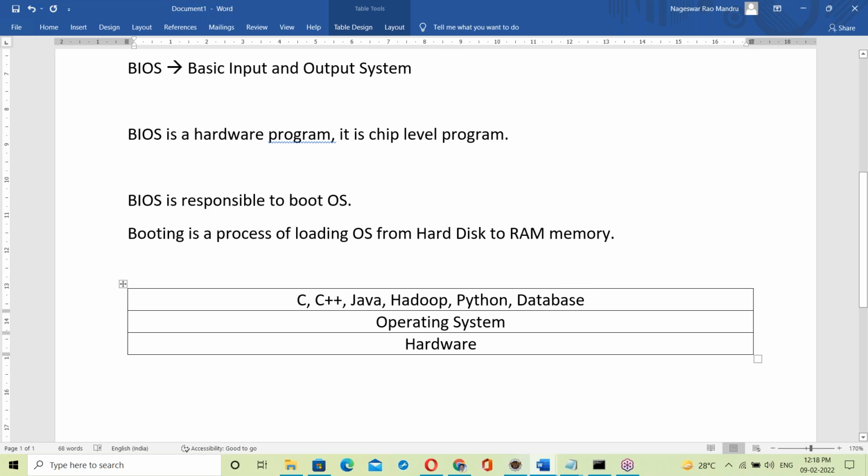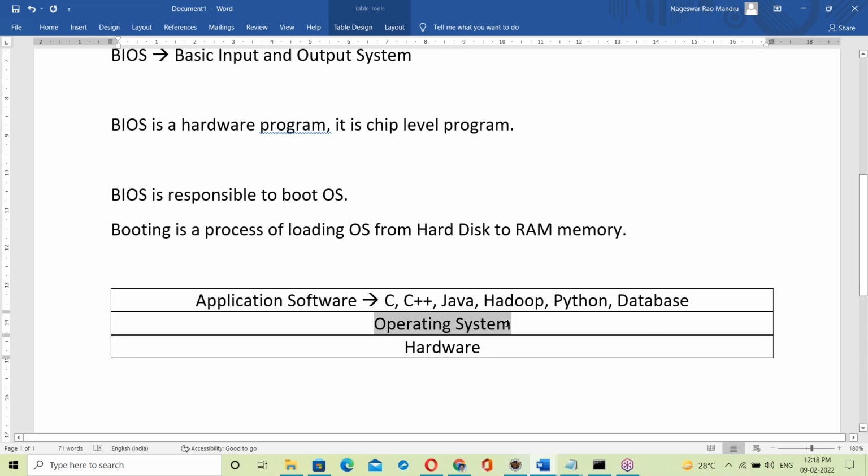All these are application software. All the application software runs on top of the OS. So the OS is giving a platform, and on top of it all are running. That means the OS acts like a platform. On top of it, all are running, right?